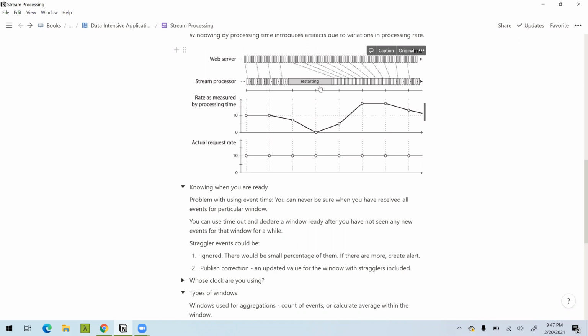So now you have already created the aggregate value. So what would you do with that event? That is the straggler event.